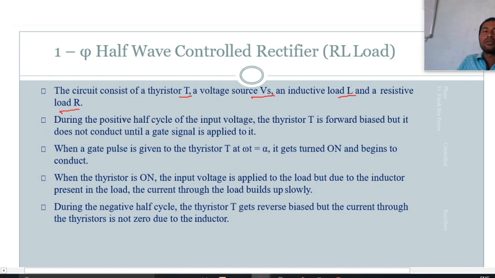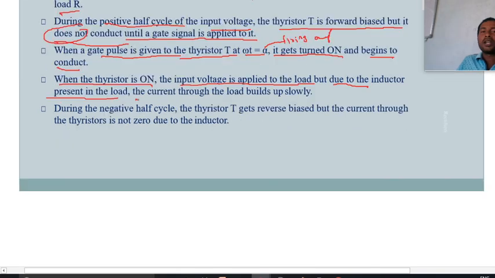When the gate pulse is given to the thyristor at omega t is equal to alpha, where alpha is nothing but the firing angle, the thyristor will be turned on and begin to conduct. So whatever I explained in the waveform will be available in the form of theory. When the thyristor is turned on, the input voltage is applied to the load, but due to the inductor present in the load, the current through the load builds up slowly.